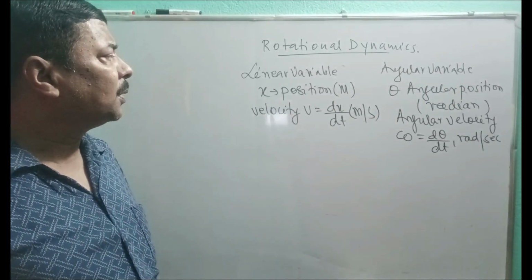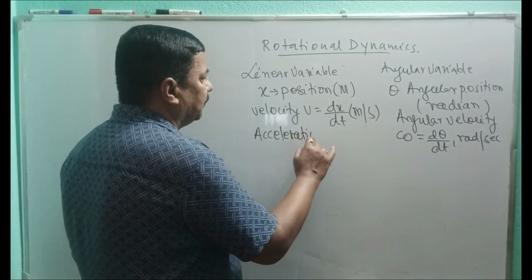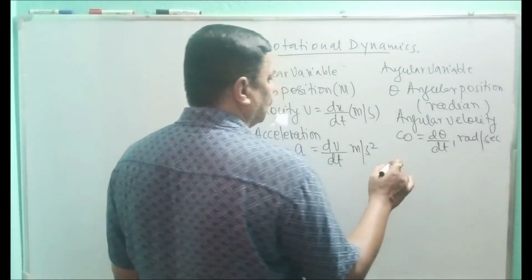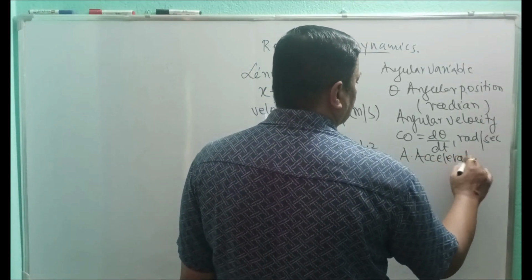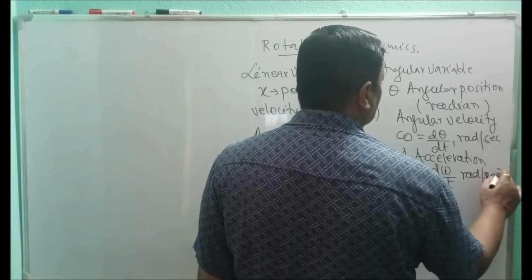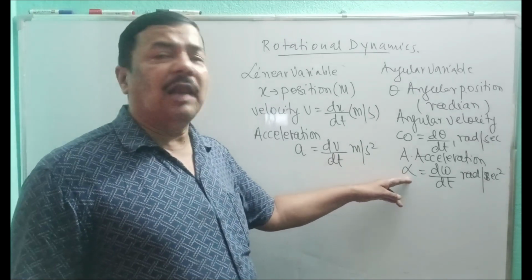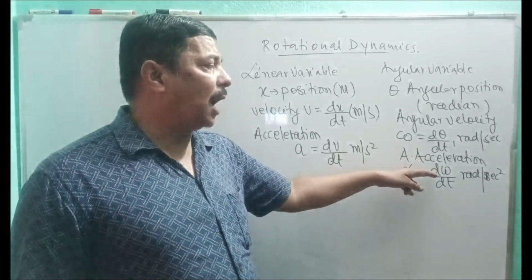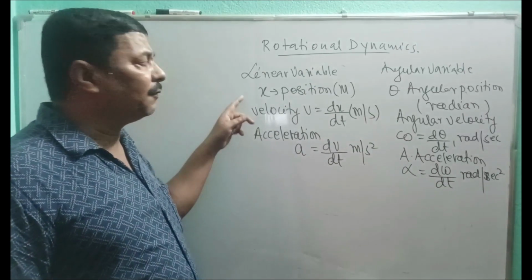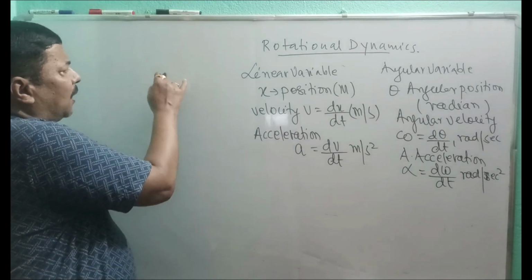If we talk about the third variable, we can talk about acceleration. This is your linear acceleration, which is the rate of change of velocity. Here it is your angular acceleration denoted by alpha, and it is the rate of change of angular velocity, that is radian per second square. Now you know that these two quantities are basically vectors, and this is a specific type of vector which is known as axial vector.